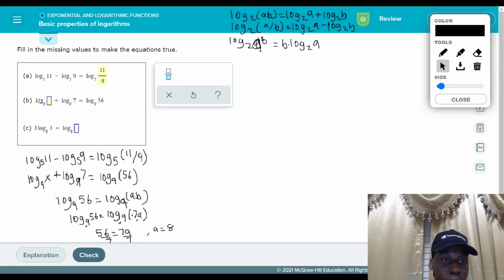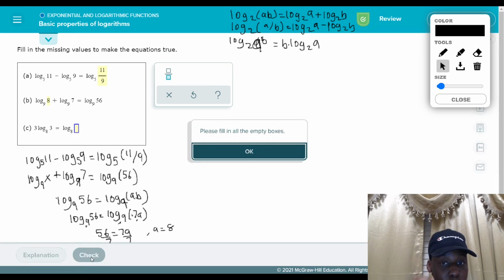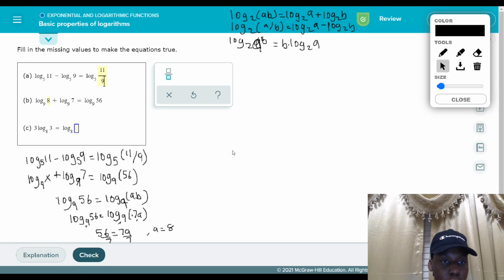So let me put that in: 8. Check that out. Not done yet. And the last one, this is 3. I'll write that down. This is 3 equals log 8 base x. It doesn't matter, you can put in an x if you want.